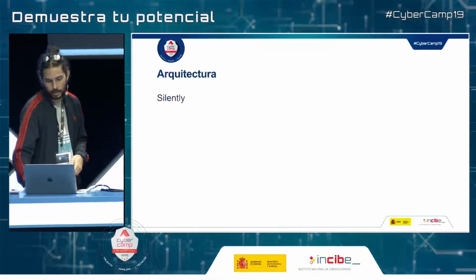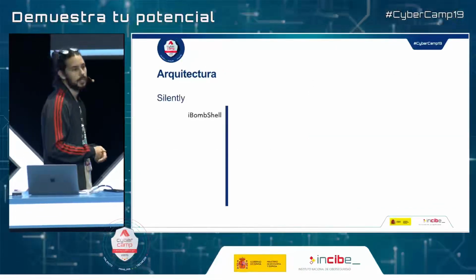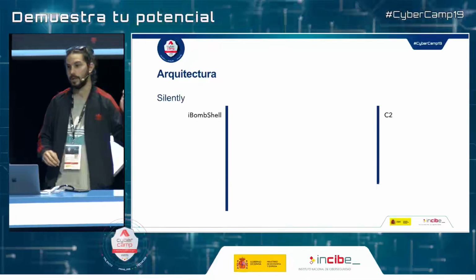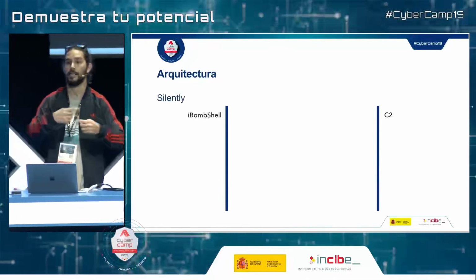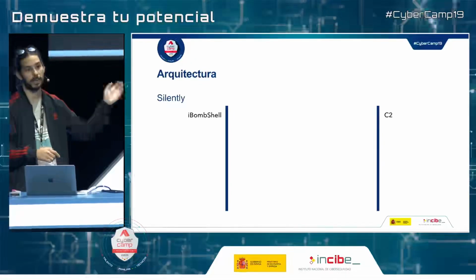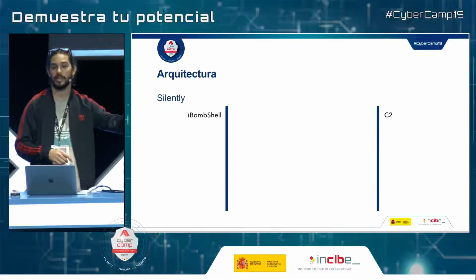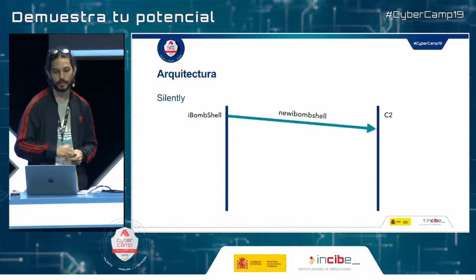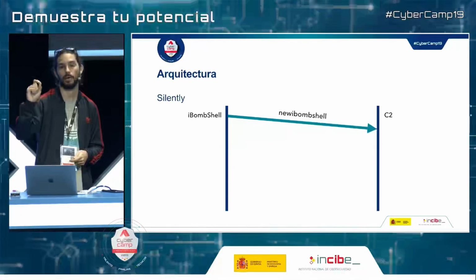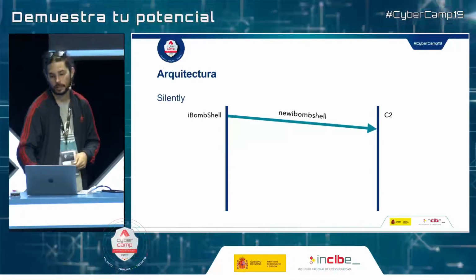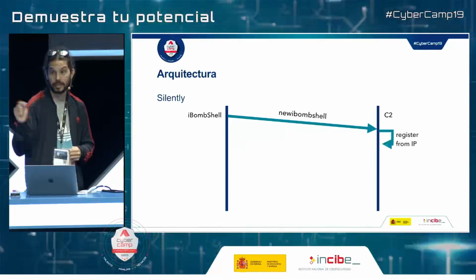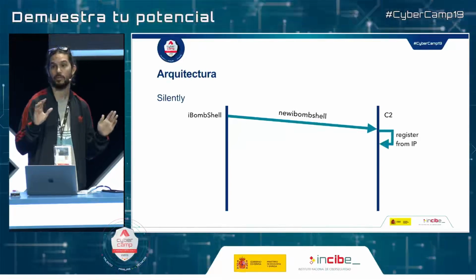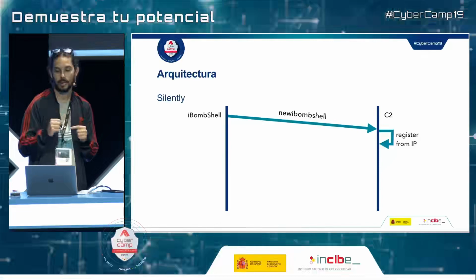This was done in Python, and the way it works is also quite simple. On one side, iBombShell is already part of a process. Some vulnerabilities have been exploited and it is already integrated and connected to the C2. It says, I'm a new console and I've been asked to connect to you, and the C2 is going to register the IP and that's it. It's not going to say anything else.